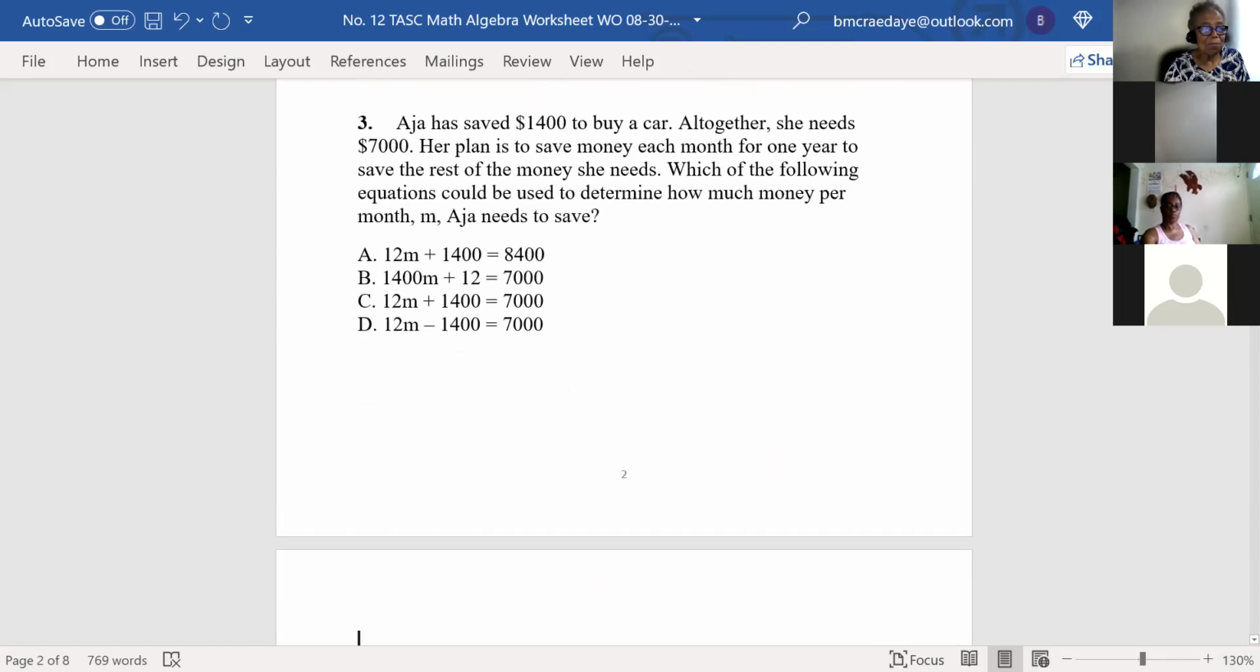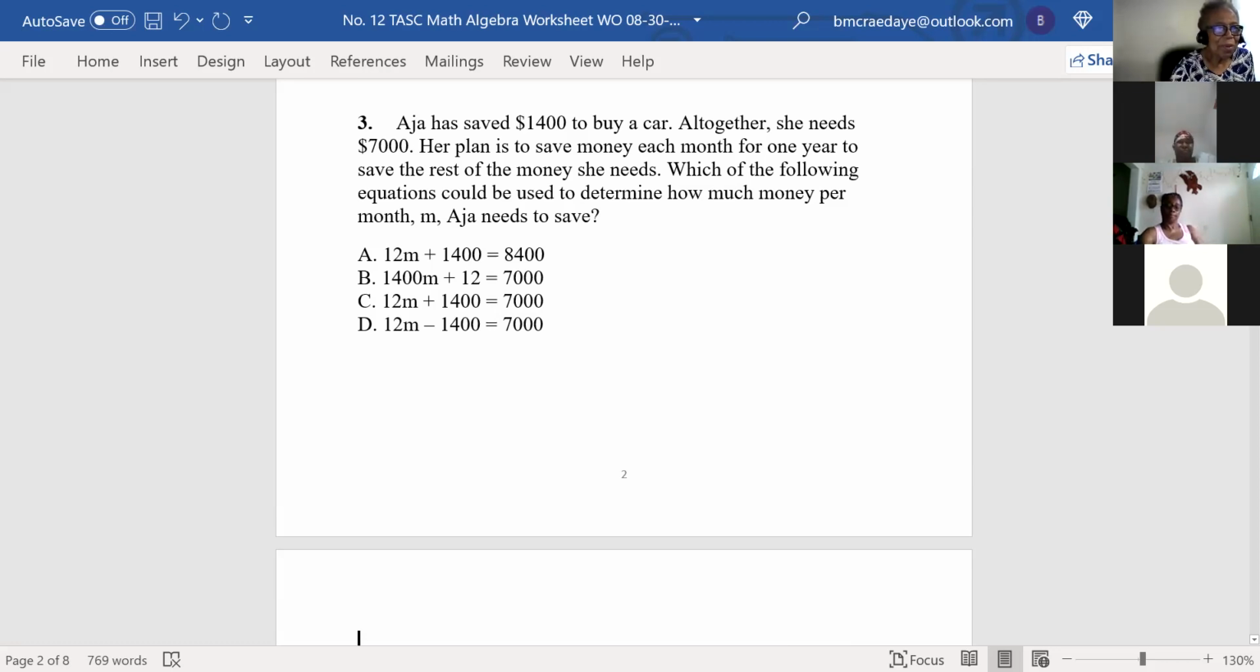Adria, did I pronounce it right? That's right. Adria has saved $1,400 to buy a car. Altogether, she needs $7,000. Her plan is to save money each month for 1 year to save the rest of the money she needs. Which of the following equations could be used to determine how much money per month Adria needs to save?